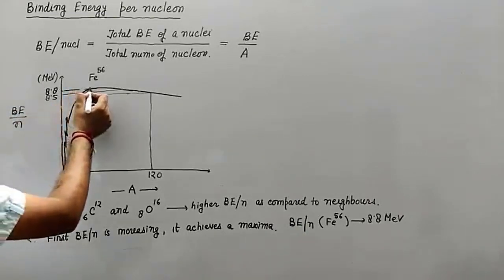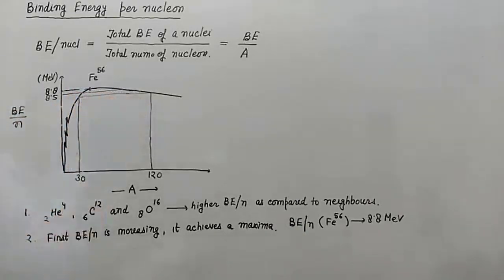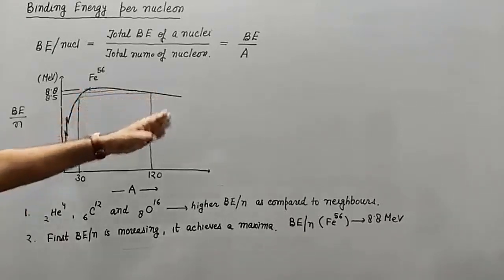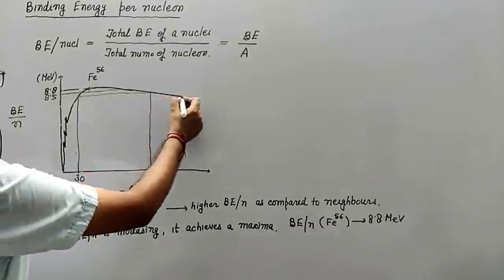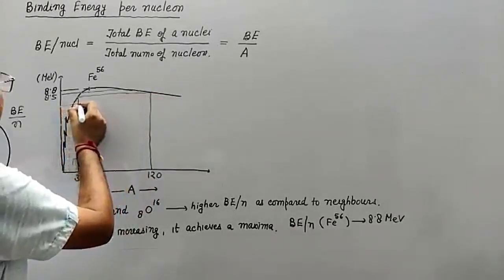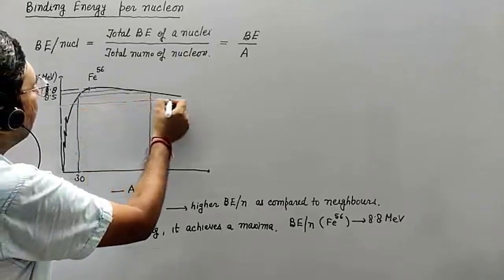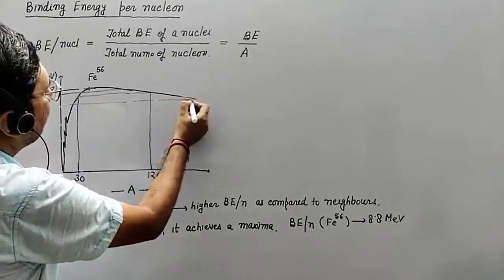After achieving this maxima, it starts decreasing. Around A of 140 and beyond, the binding energy per nucleon decreases, going down to about 7.6 MeV somewhere here.